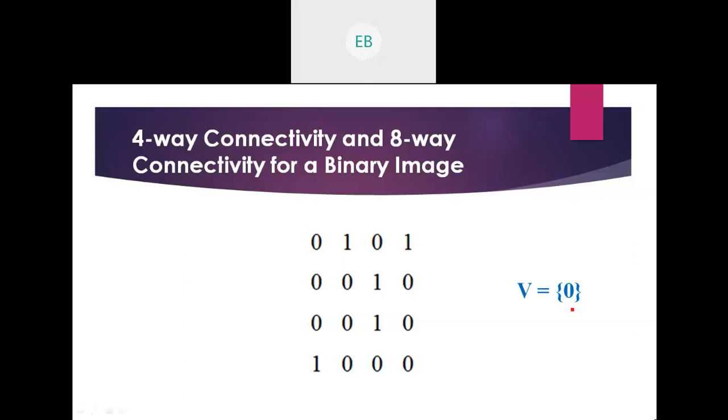Ma'am, for it to be four-way, we don't require to fulfill both the requirements, vertical and horizontal. Only vertical or horizontal is enough. Yes, only vertical or horizontal is enough, but two criteria means it has to be a neighbor.